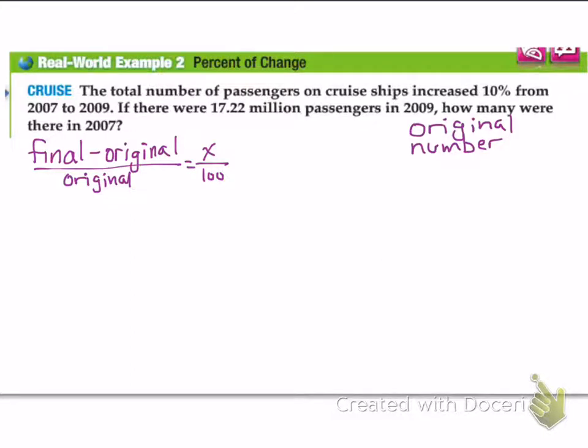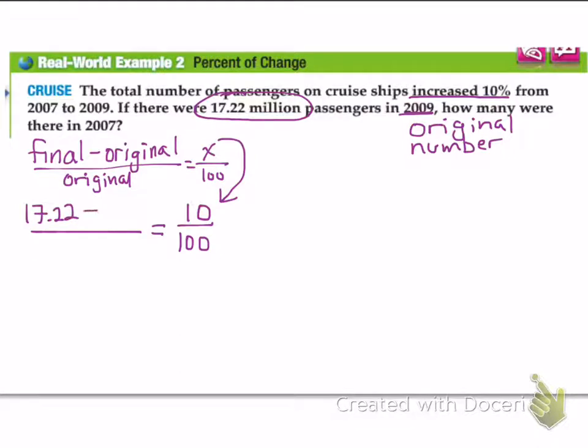Now, that means we should know what the percent is. It says it increased, so it's going to be positive, by 10%. So we know that 10%, or we should know, is 10 over 100. So we actually know what our percent of change is. So that's 10. Now, what we also know is 17.22 million passengers represents the 2009. That is a newer version. So that's my final.